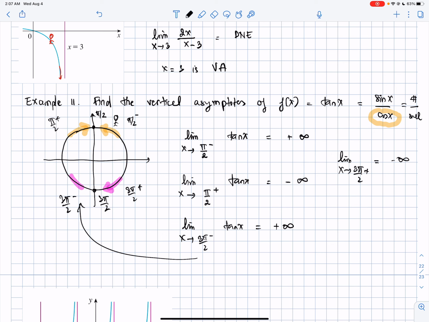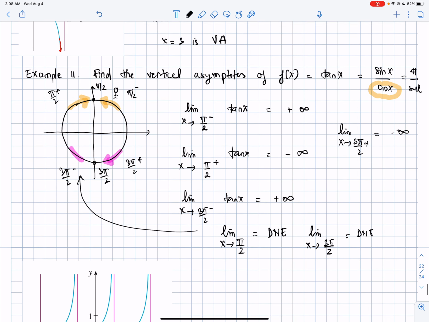We notice that the limit of x going to pi over 2 does not exist, because the limit from the right side and from the left side of pi over 2 are not the same. The same thing: the limit when x approaches 3 pi over 2 also does not exist.